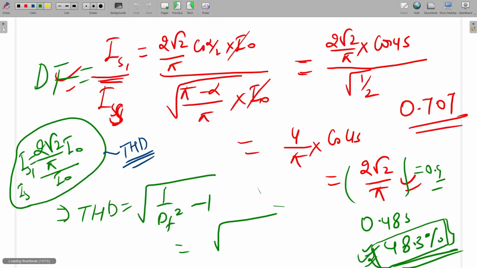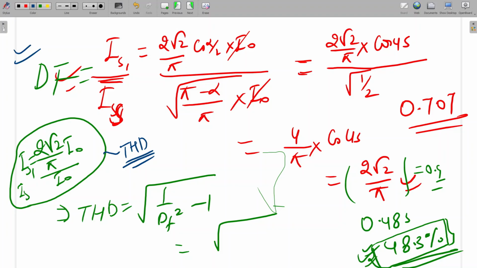Okay, sir. But here our distortion factor is depending on alpha. Is it clear? Clear to all?